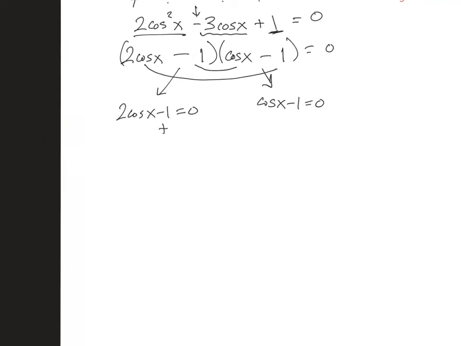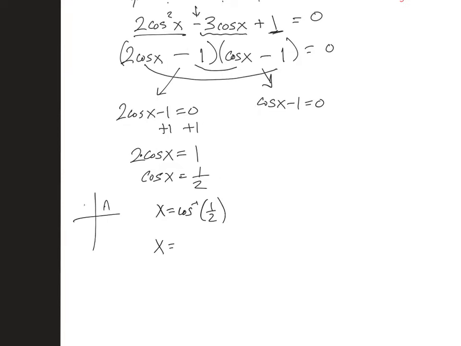Okay, so I would add 1, and I would be allowed to divide by 2 since it's out in front. So cosine of x equals 1/2, and then I will take the inverse cosine of 1/2, and I will think, okay, what angles do I get a 1/2 in the cosine spot? Okay, so that is going to happen at pi over 3 and at 5 pi over 3.